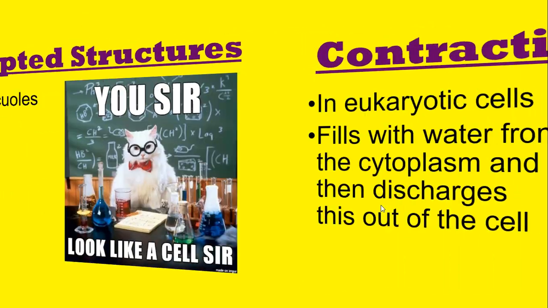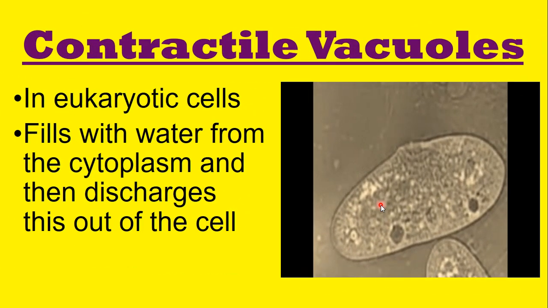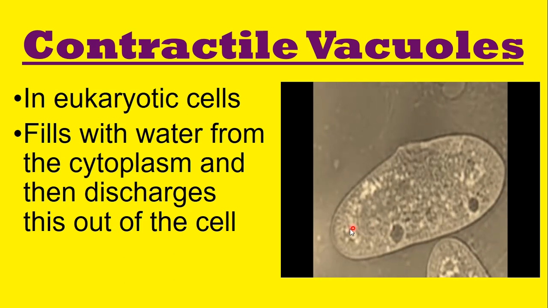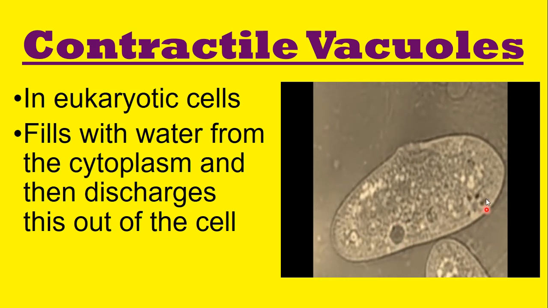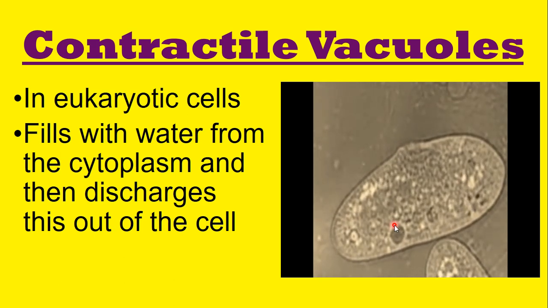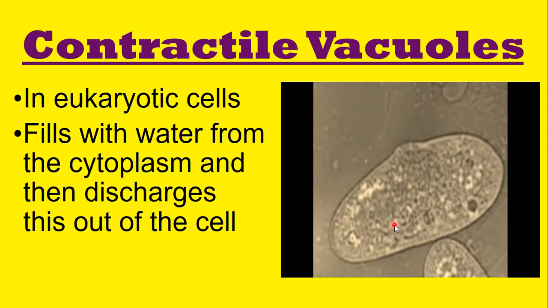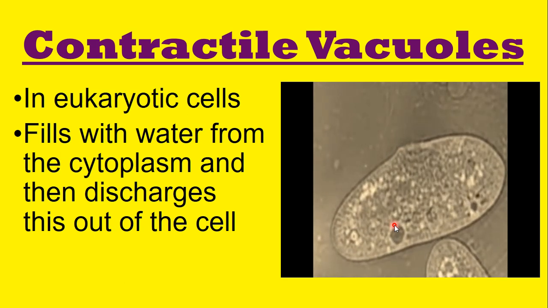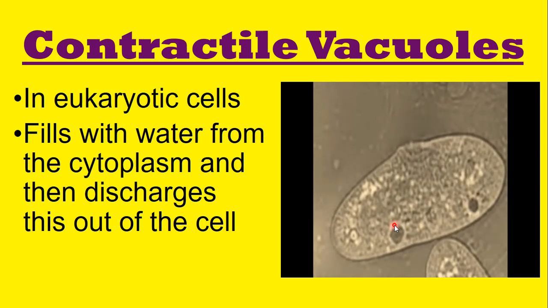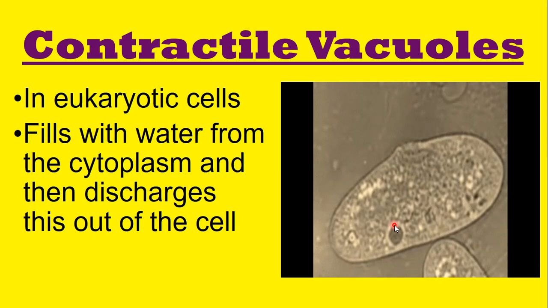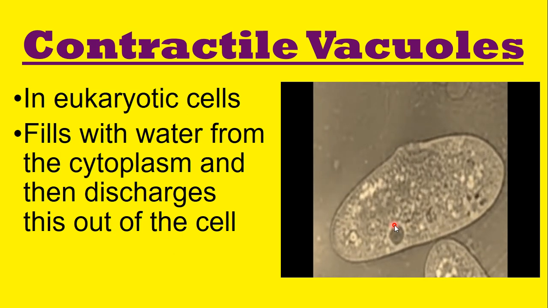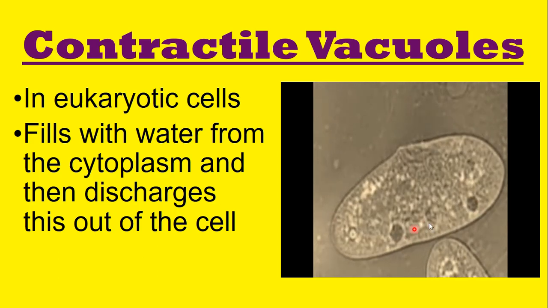So first one we're going to talk about is contractile vacuoles. You can kind of see in this GIF what's going to happen. You can see it right down here and right up here. These are in eukaryotic cells. They have to be in eukaryotic cells because they are membrane bound. And remember, prokaryotic cells have no membrane bound material. What happens is a vacuole fills with water from the cytoplasm and then discharges it out of the cell. You can see it really quick down in the GIF.